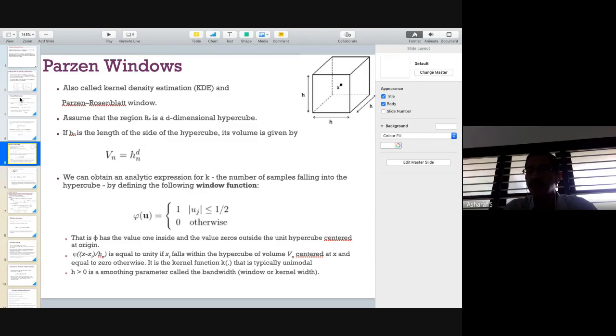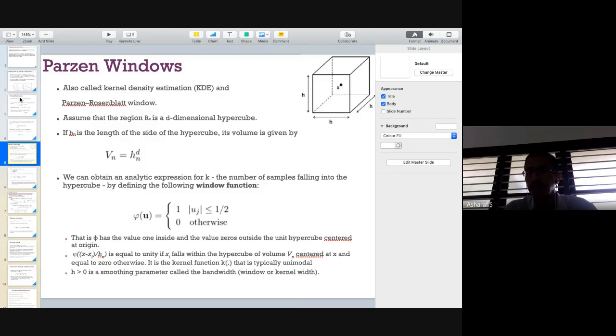If Hn is the length of the sides of a d-dimensional hypercube, its volume can be written, in a simpler representation, as h to the power d. We index that with a small n. So Hn is the length of the side of the hypercube, and its volume is given by Vn, which is Hn to the power d.